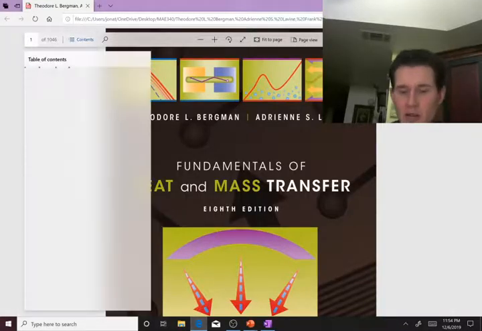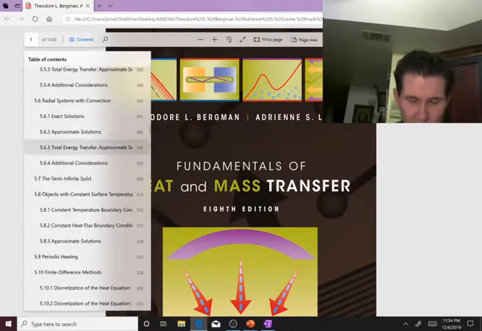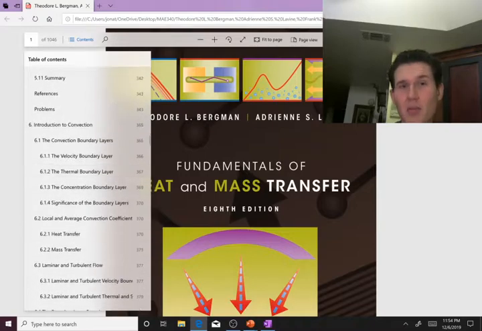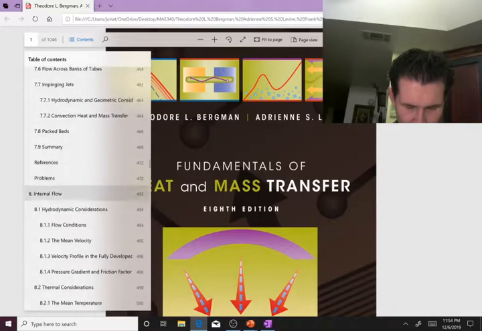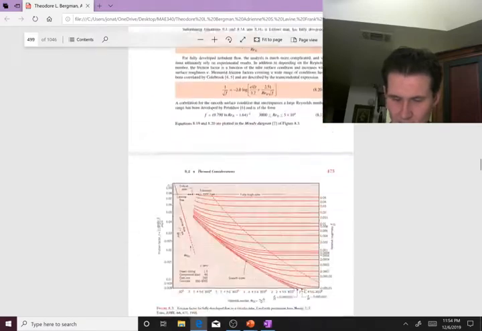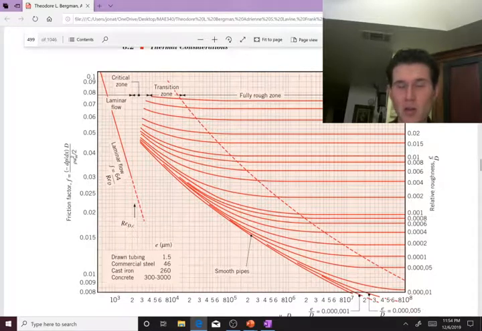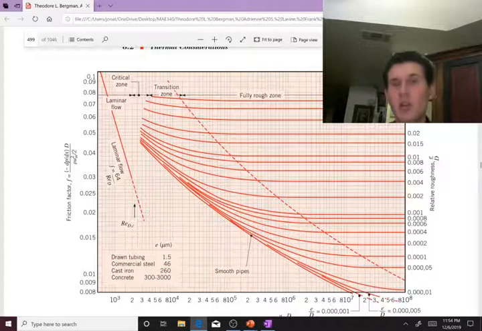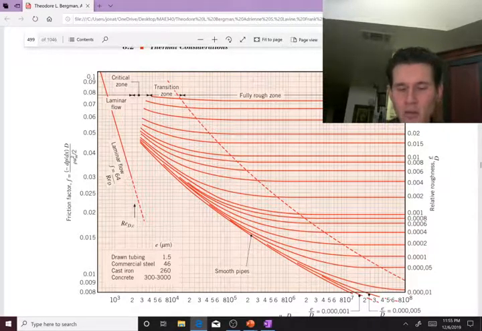Where is the Moody diagram in our beautiful book? Well, chapter 8, of course. Right near the beginning, that's where our Moody diagram is going to be. And looky there. There's our Moody diagram. There's our friction factor right here, this really hard to solve equation. Friction factor for a turbulent flow is not solvable linearly.